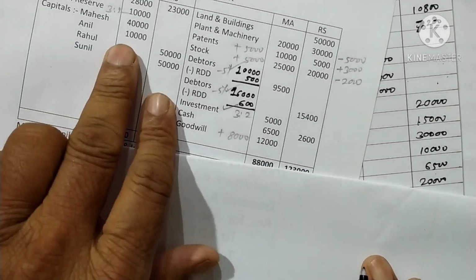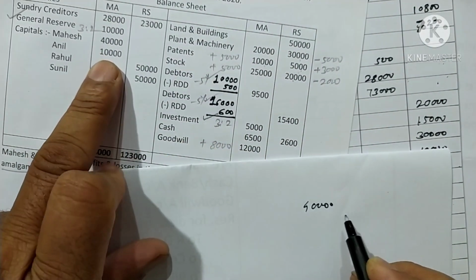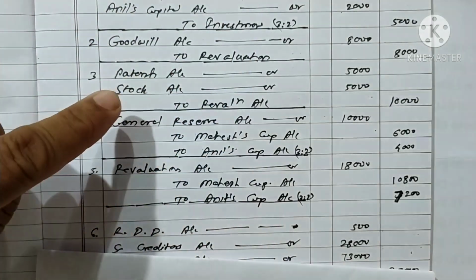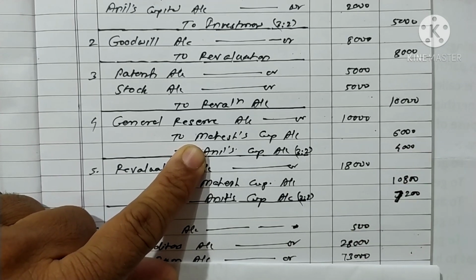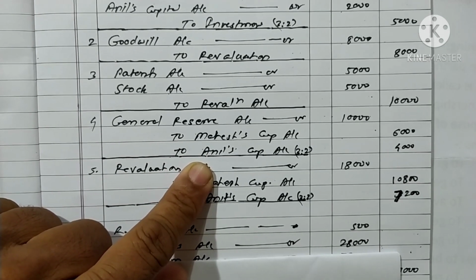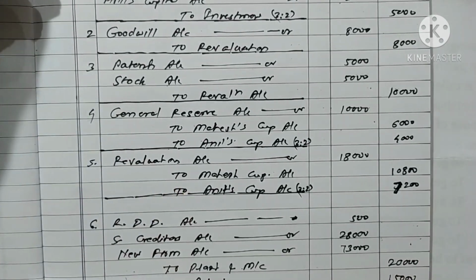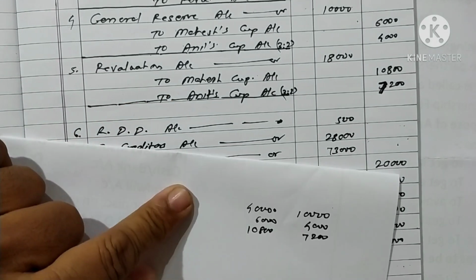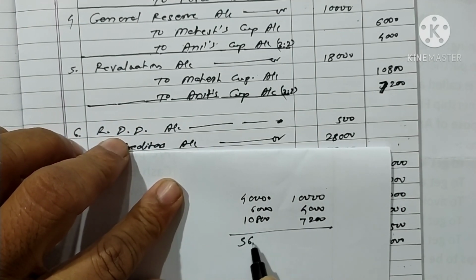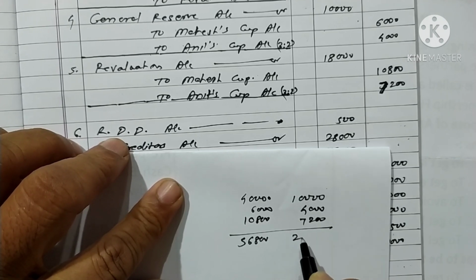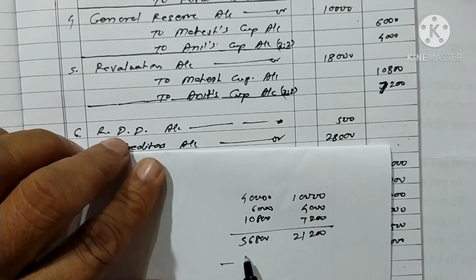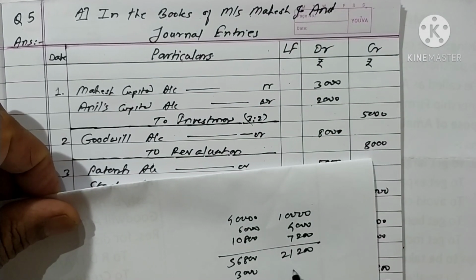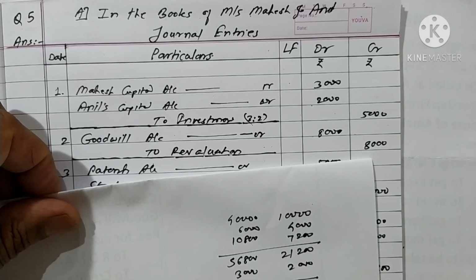Now see here, Mahesh capital rupees 40,000, Anil capital rupees 10,000. In adjustments, for Mahesh capital, debited will be subtracted, credited will be added. Now see here, Mahesh capital rupees 6,000 credited, we have to add 6,000, and Anil capital rupees 4,000, we have to add. Again, we have to add realized profit, rupees 10,800, and here it is 7,200. Okay, we make the totals. Total is 56,800. Here 21,200. From this one, we have to subtract rupees 3,000 and 2,000. We subtract 3,000 and 2,000, and the answer comes here 53,800.